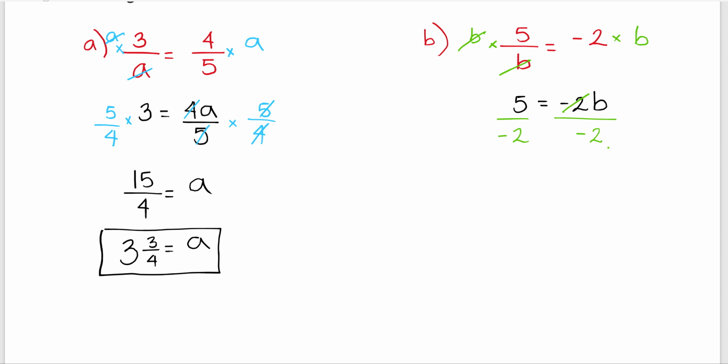So this -2 and this -2 goes away, and then I have this one is -5 over 2 is equal to b. I always write the negative sign in the denominator. 5 over -2, whatever that is, going to be negative, right? Because positive divided by negative is going to be negative. But I always put it in the denominator so that it is very clear for me that it is a negative fraction.